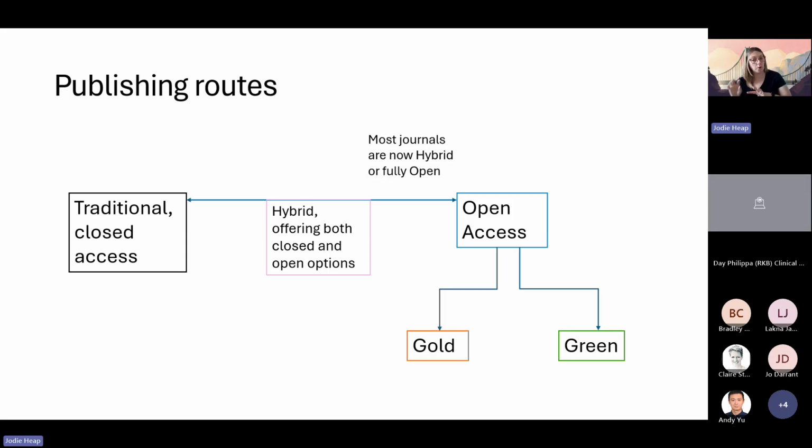And then we've got the green and gold in there as well. I'll touch on that in a little bit. And in between, you've got hybrid, which most journals nowadays are. They either offer closed as an option or open as an option, or they've fully flipped into being completely gold and open and accessible, and their funding route is only through article processing charges.